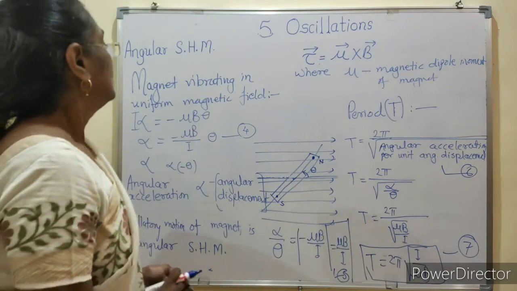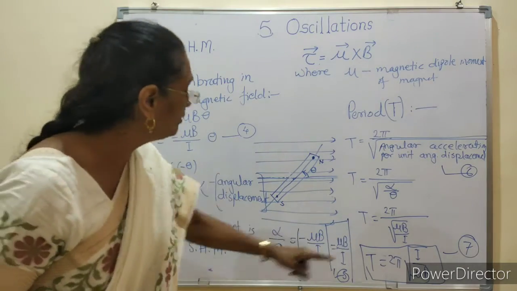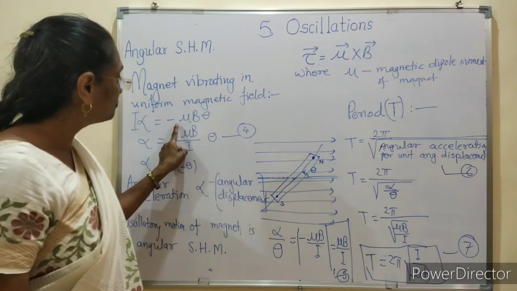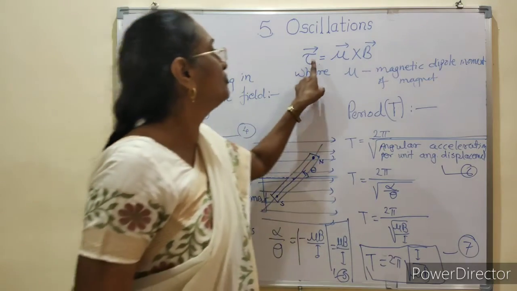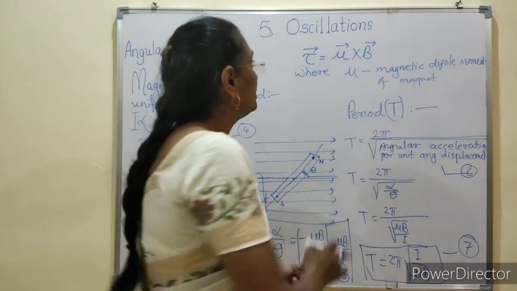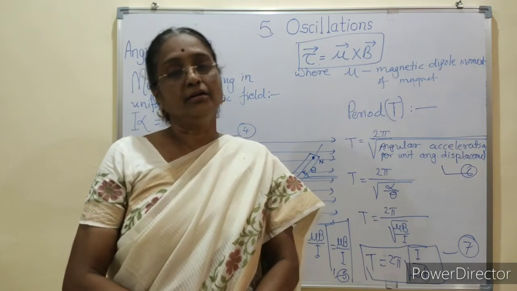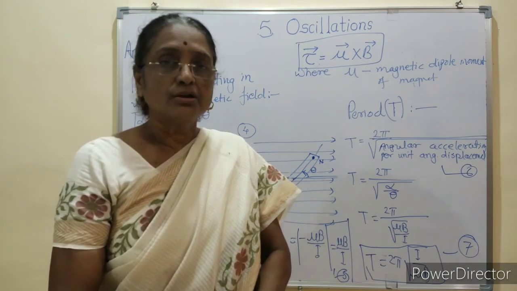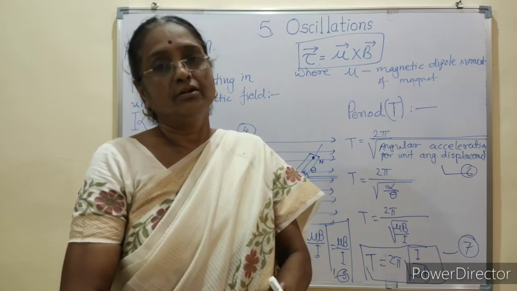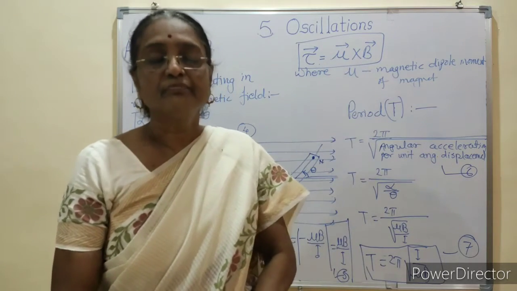Now here, while deriving this period, we have taken the basic I alpha is equal to minus mu B theta. This minus mu B theta we have obtained from this relation tau is equal to mu cross B. So this relation we have taken from the portion of magnetism in the 11th standard.